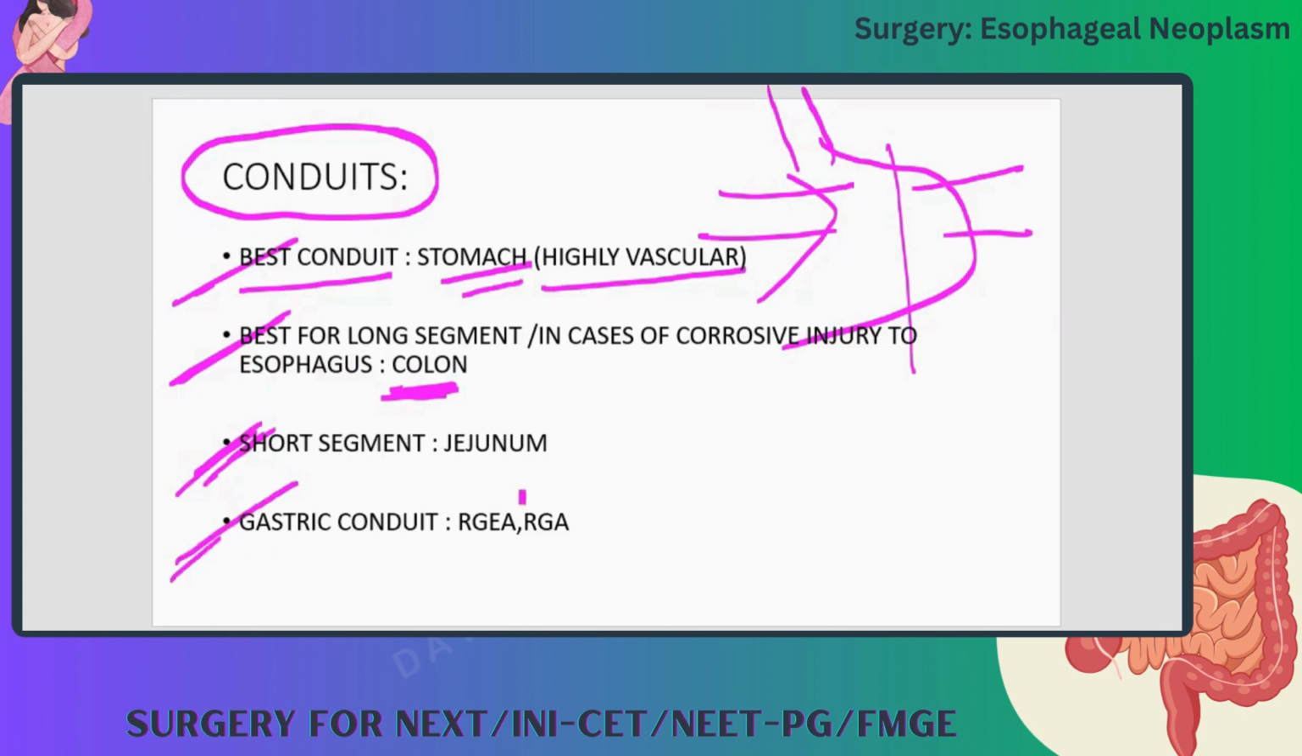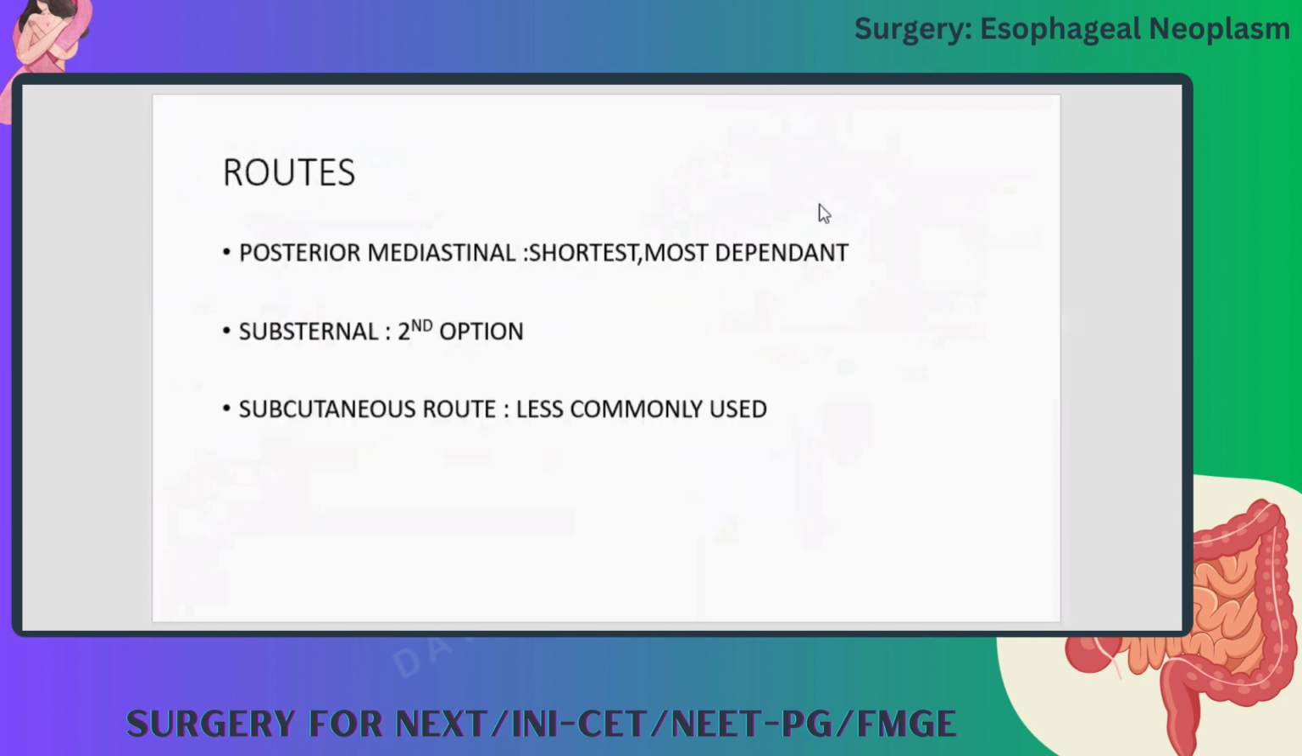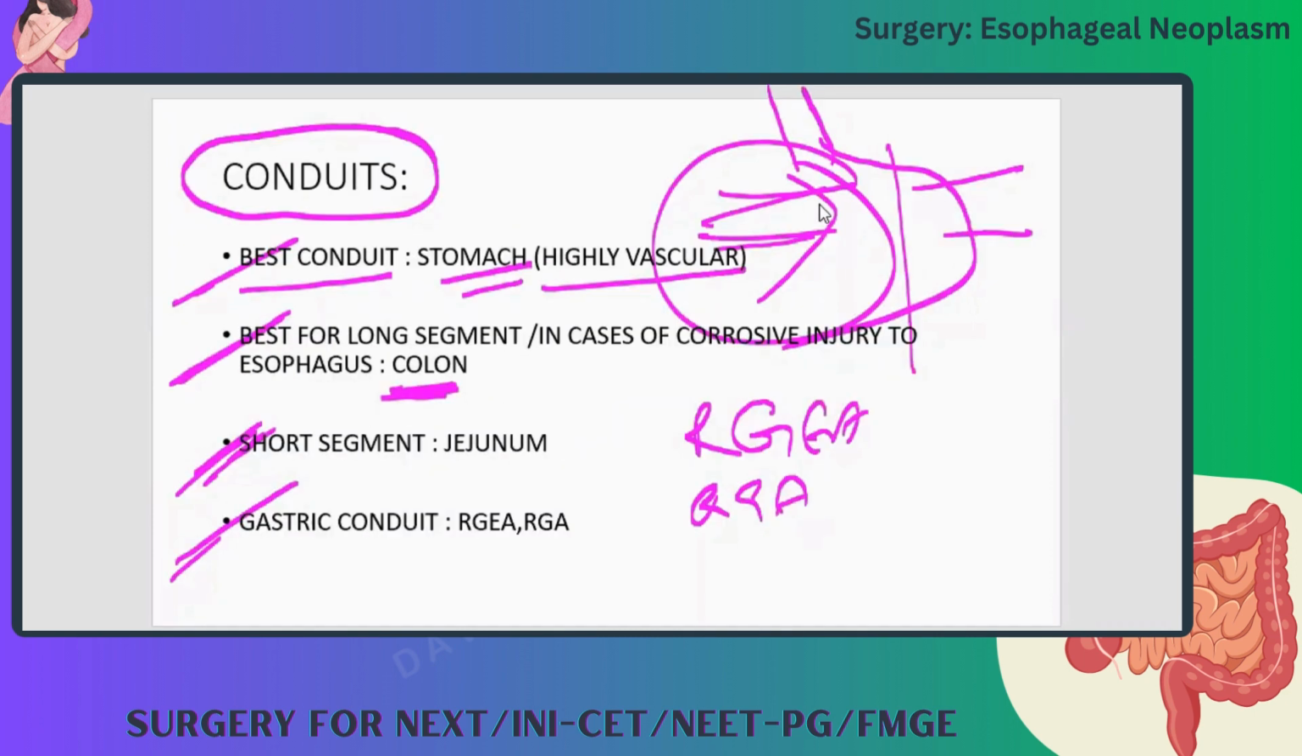The gastric conduit depends upon the right gastroepiploic artery and the right gastric artery. Based on these, the conduit is formed. Clear? So which is the best conduit for esophagus? Stomach. For a long segment, it is the colon. Remember these two. And the gastric conduit's blood supply depends on the right gastroepiploic and the right gastric artery.